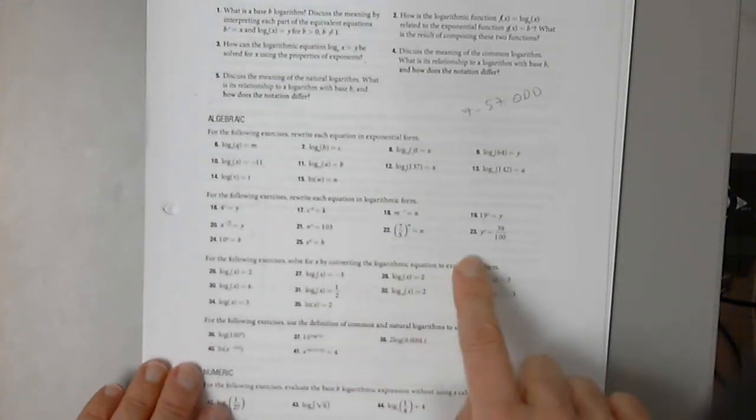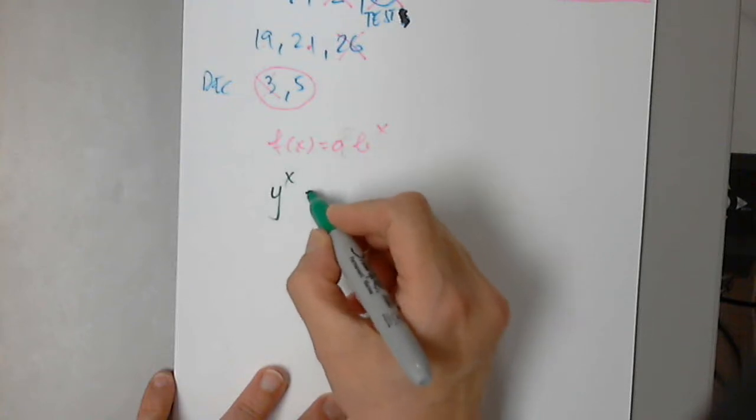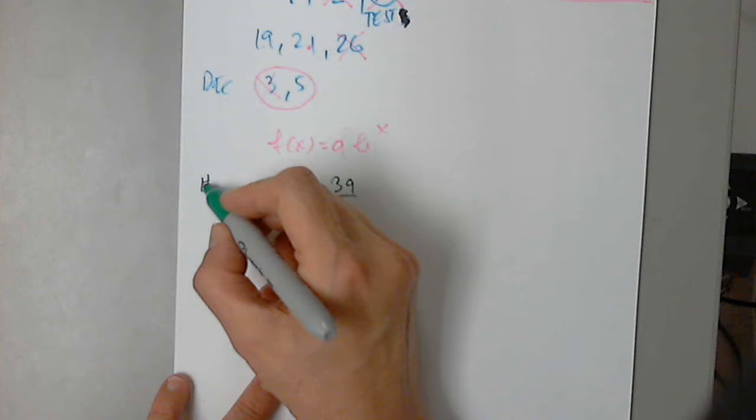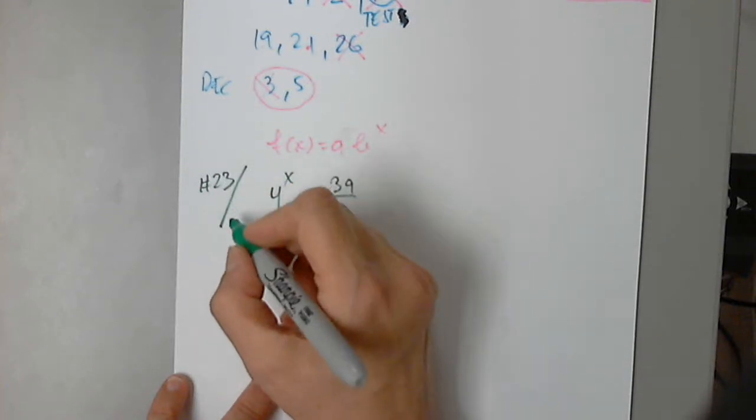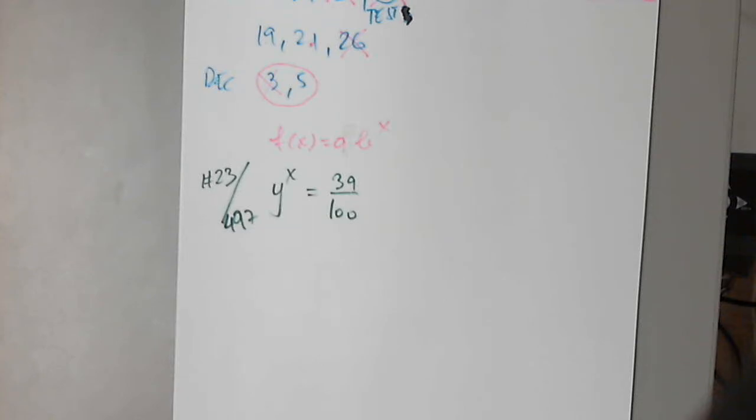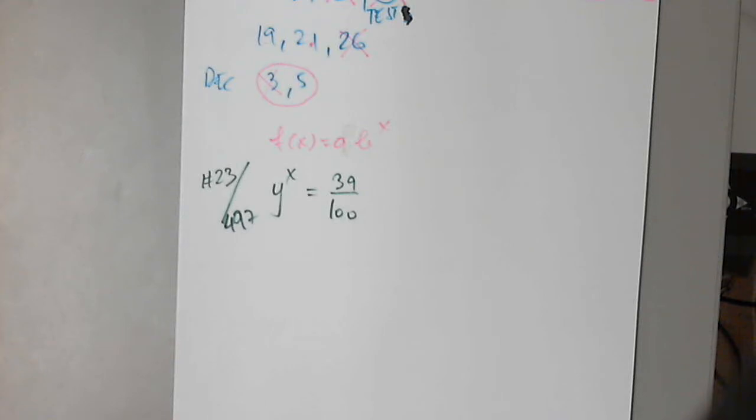Ready? Do I get to choose, or you? Which one? 23 it is. So here it is: problem 23, page 497, y to the x equals 39 over 100. In this problem, we are only asked to rewrite this equation in logarithmic form. So let's write the equation in logarithmic form.